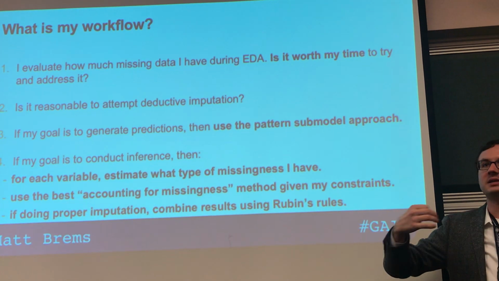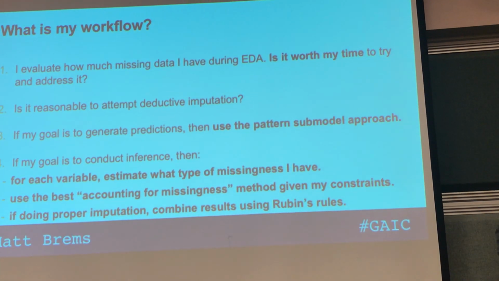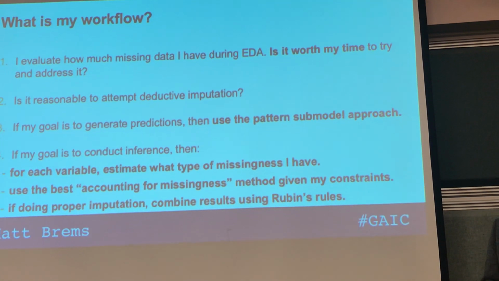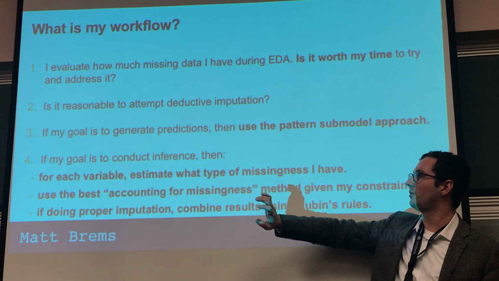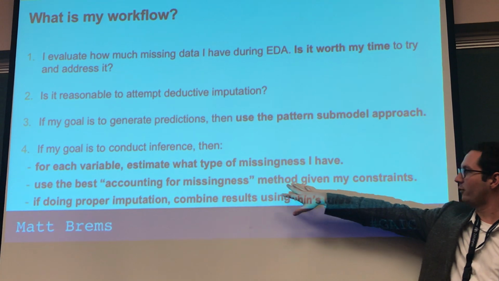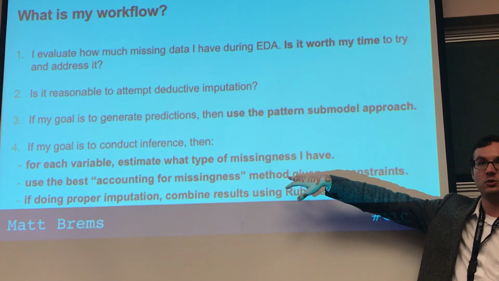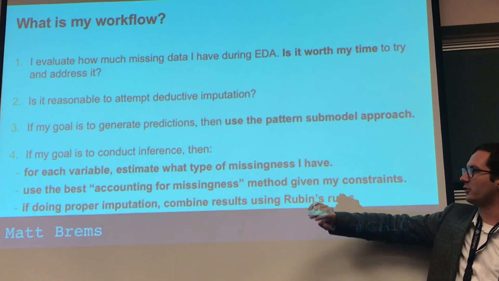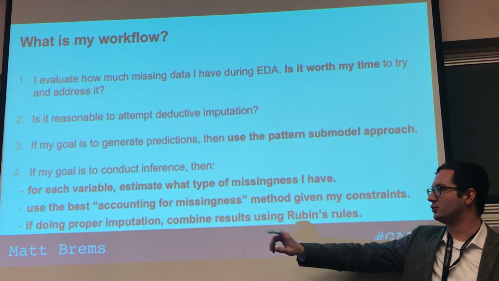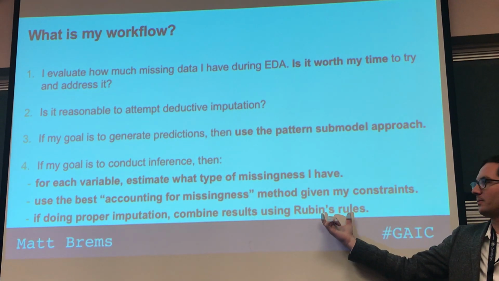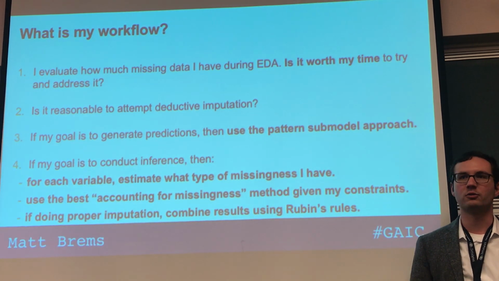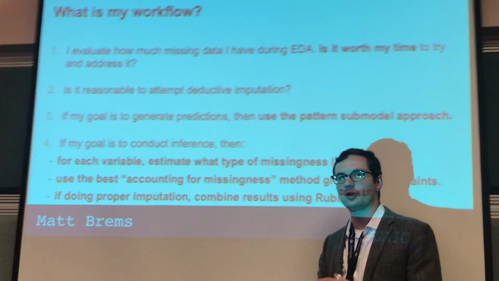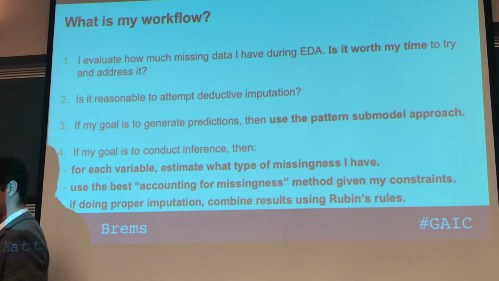If your goal is to conduct inference, what is the influence of one variable on another, or the relationship between them, then try and estimate what type of missingness you have for each variable. Use the best accounting for missingness method given the constraints that you have. Get as close to proper multiple imputation as you can. And then if you do proper multiple imputation, try and combine those results using Rubin's Rules, which I've mentioned but did not explicitly go through. That will allow you to combine your coefficients across models.